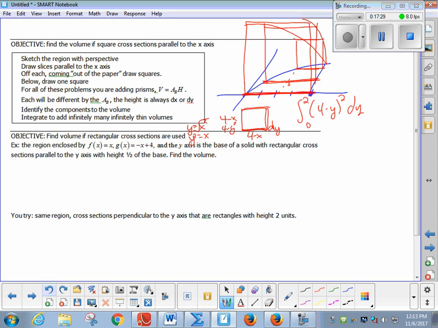Where's y? The y is... oh, sorry, y squared: 4 minus y squared, quantity squared. Thank you. Okay. What do you think?